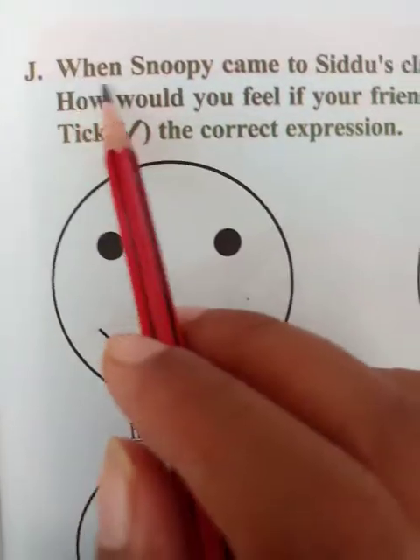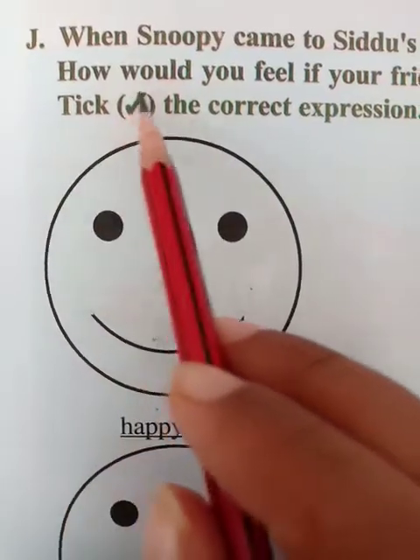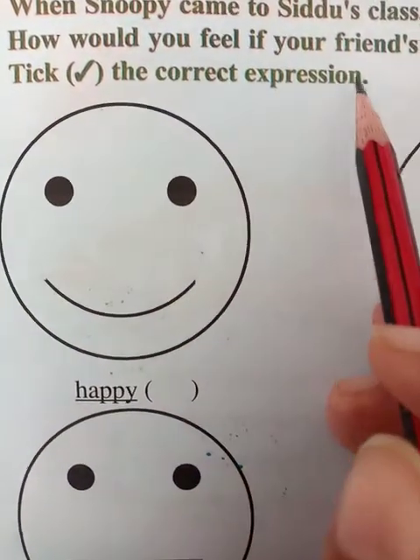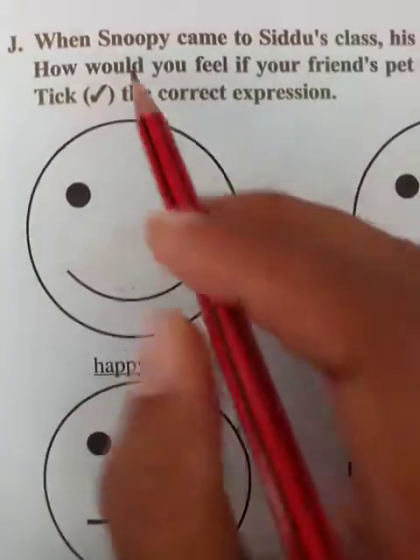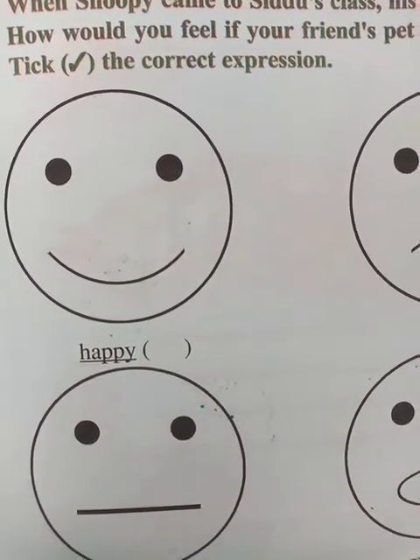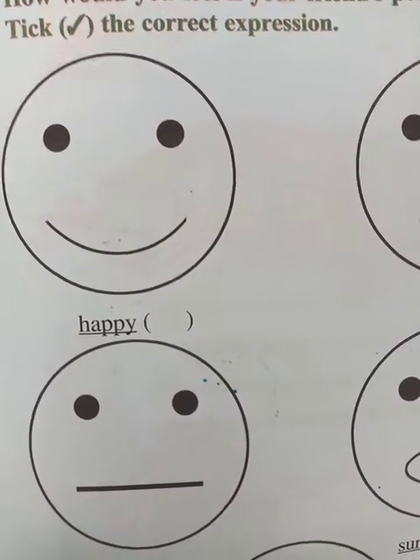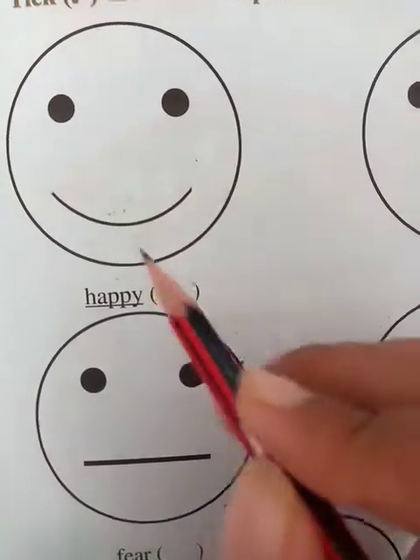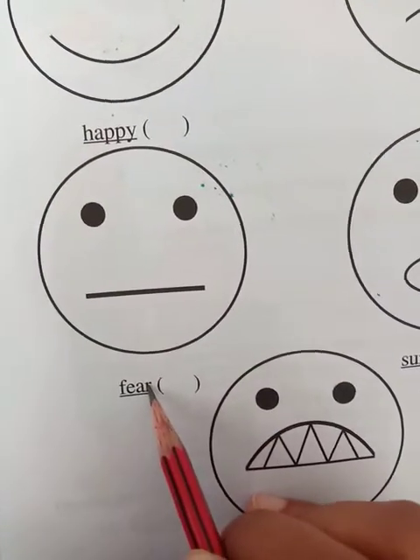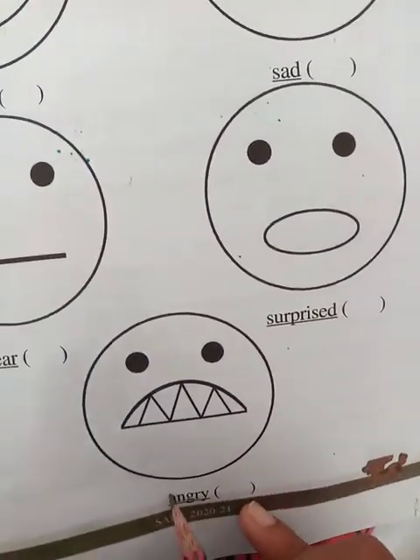When Snoopy came to Sidhu's class, his friends laughed. How would you feel if your friend's pet comes to school? Tick the correct expression. Their friends felt so happy and they gave biscuits to Snoopy. Now, what do you do if someone's pet comes to our school? You become happy, or sad, or scared, or surprised, or angry.